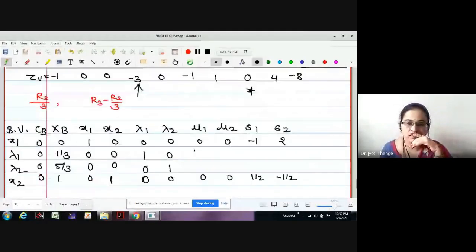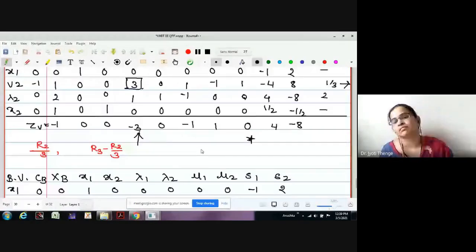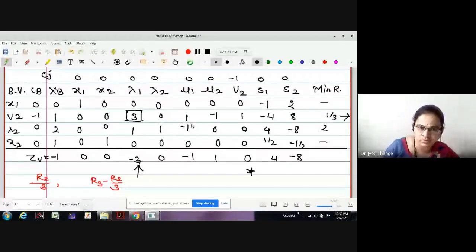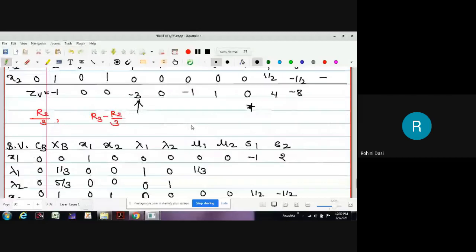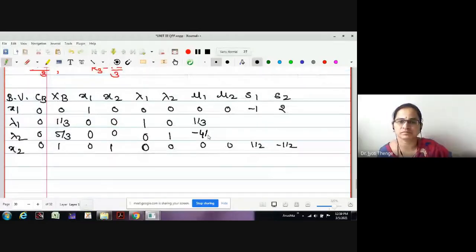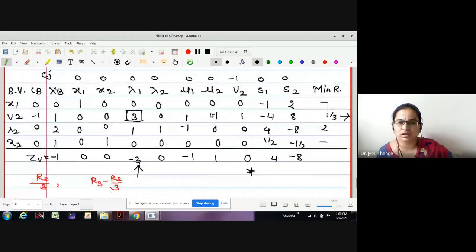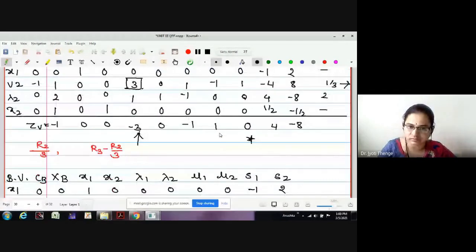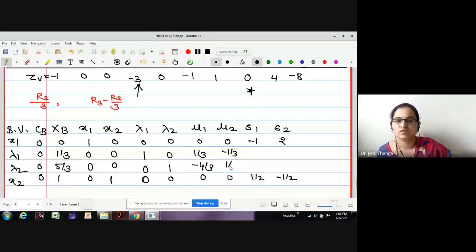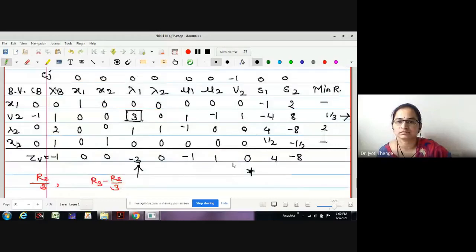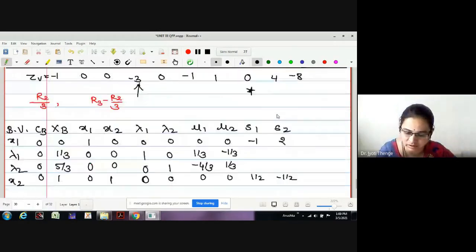What is this entry? Minus 1, minus 1 by 3. Minus 4 by 3? Yes, ma'am. For new 2, check. Minus 1 by 3. And subtracted gives me plus 1 by 3. Means minus 1 by 3, plus 1 by 3. For S1, minus 4 by 3, second entry.